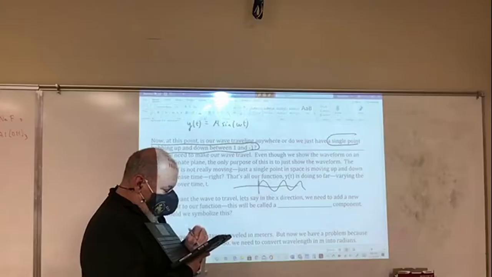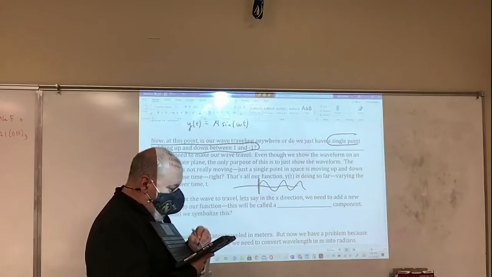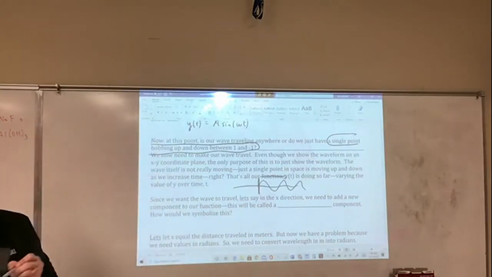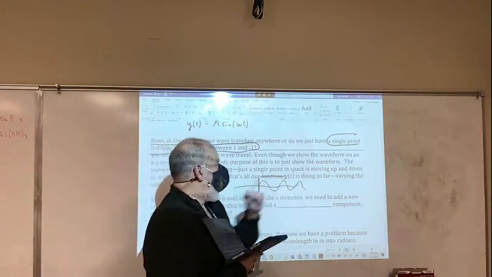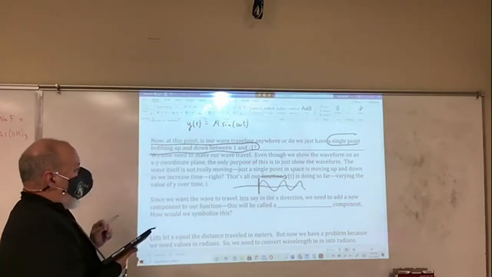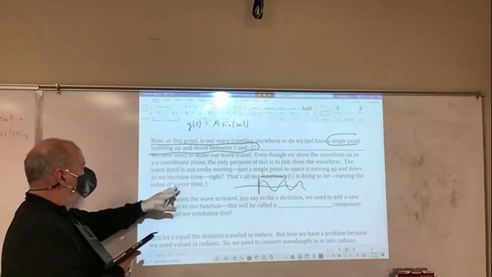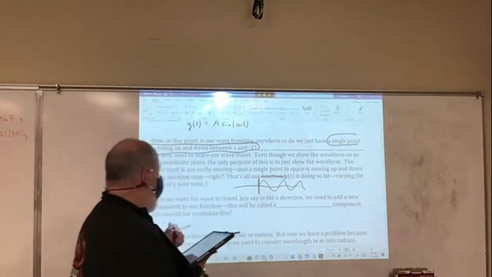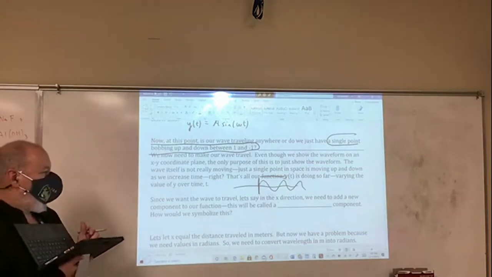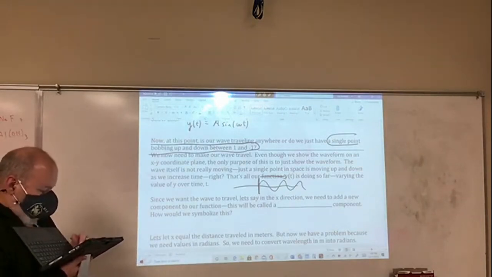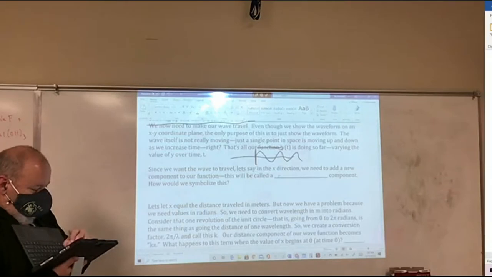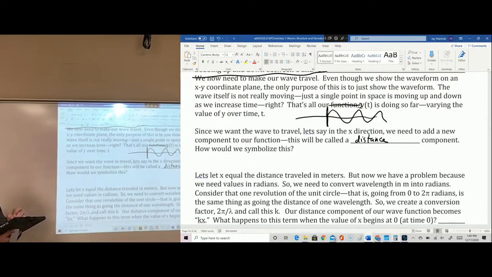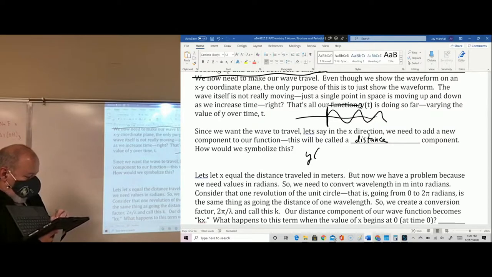We've got this point that's bobbing up and down here. As it bobs up and down, we also want it to go in the horizontal direction. So, that's all our function is doing so far, varying the value of y over time t. Since we want the wave to travel, let's say in the x direction, we need to add a new component to our function. We're going to call this a distance component.